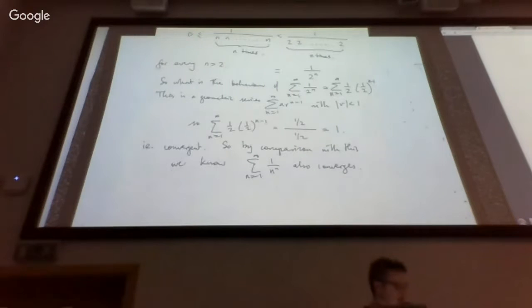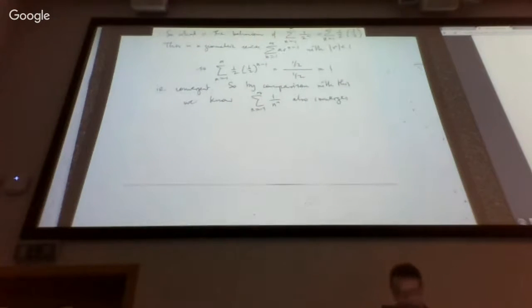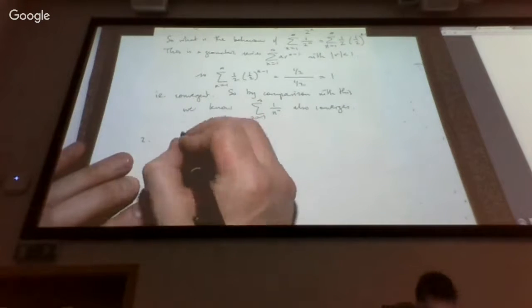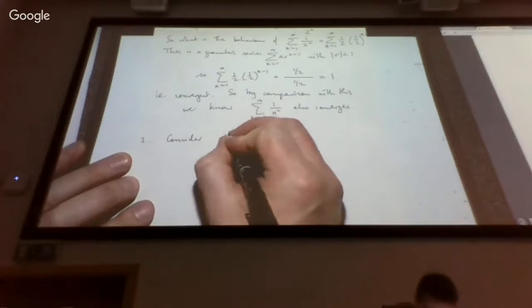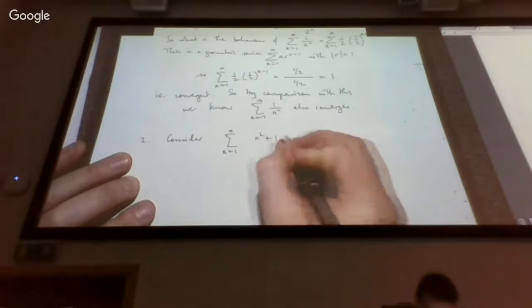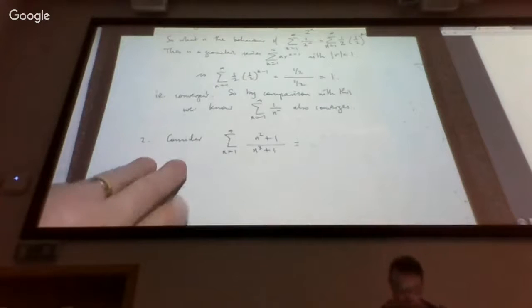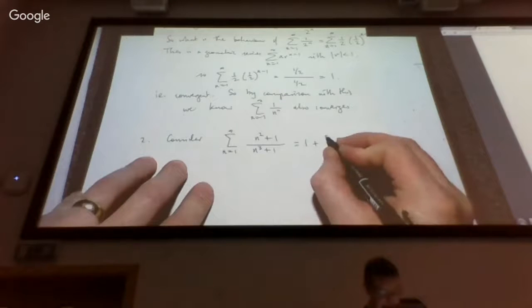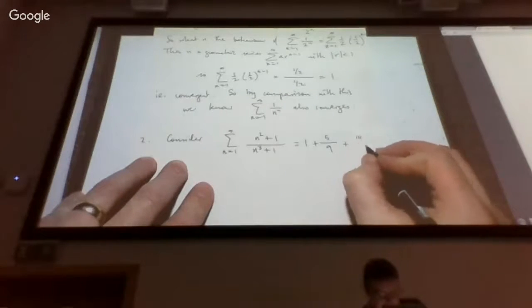Okay, let's look at another example. Here we're going to consider the series sum from n equals 1 to infinity, n squared plus 1 over n cubed plus 1. So when n is 1, this is 1. When n is 2, this is 4 plus 1, 5 over 9. When n is 3, this is 10 over 28, and so on.